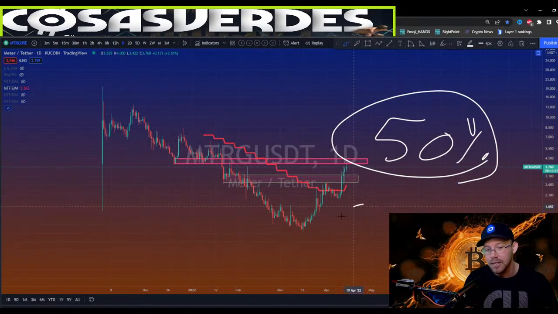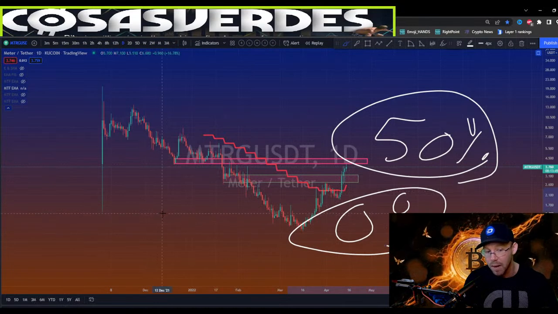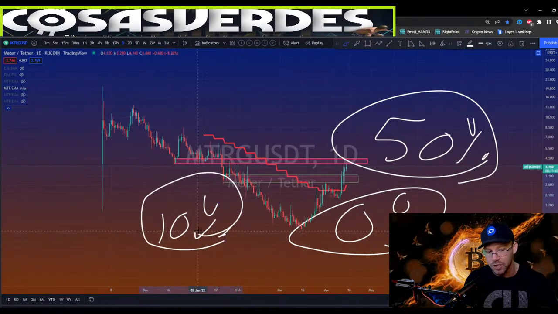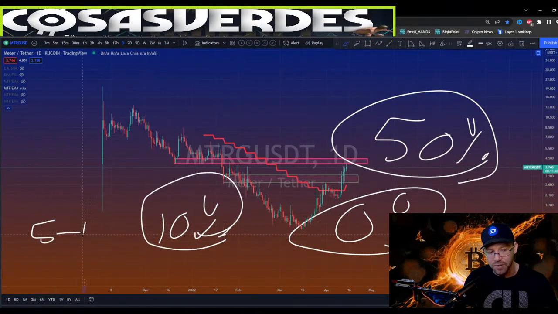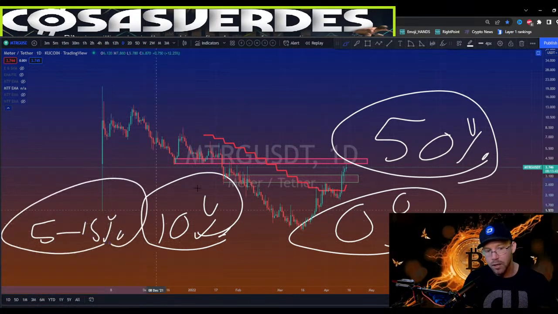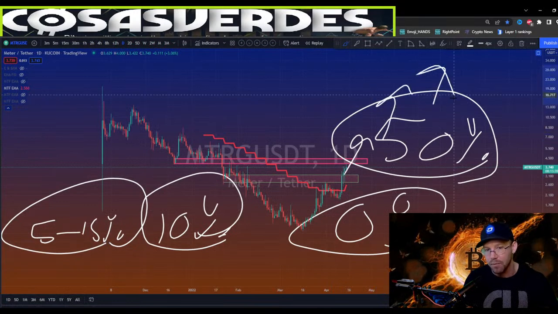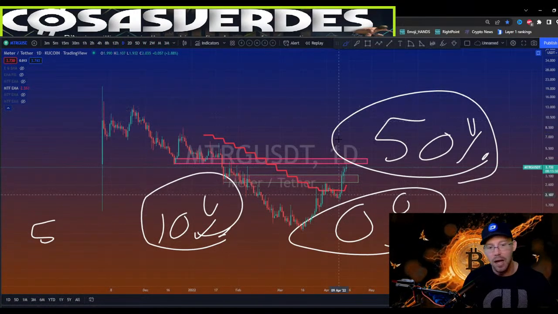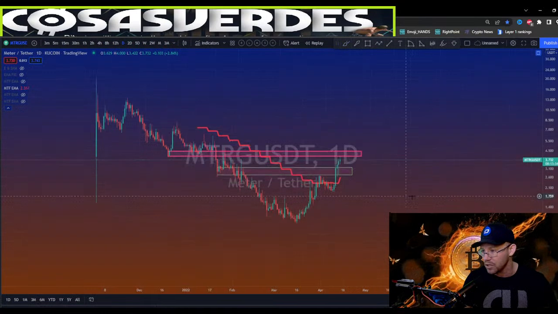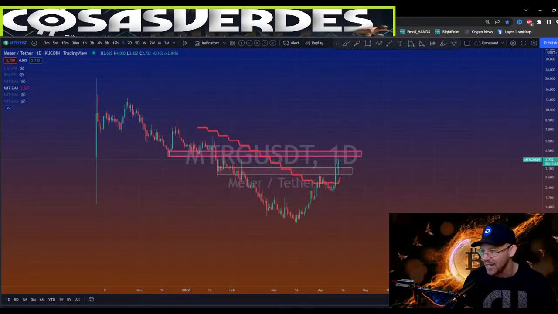But is it a 0% chance? No. It might even be 10%, even double digits. It might be somewhere between 5 to 15% likely at this point. And there would be conditions that would make it more and more probable as it kept rising up. But as of now, that would probably be my assessment of that question. That's an interesting question. I used to get those a lot during the bull market.